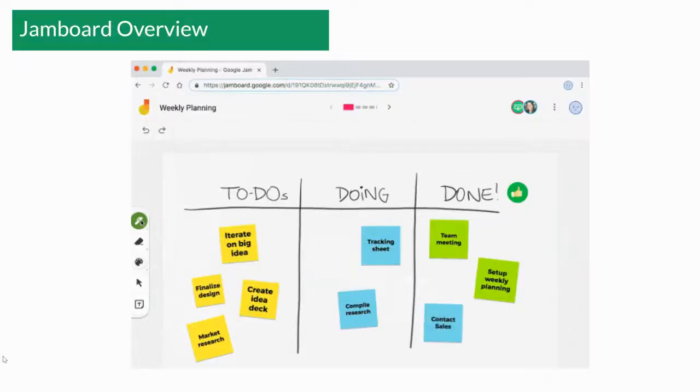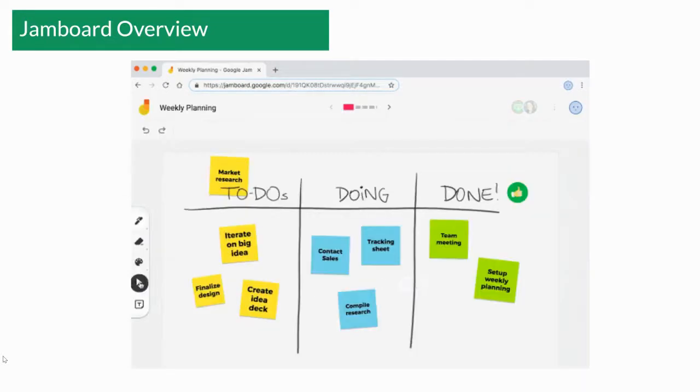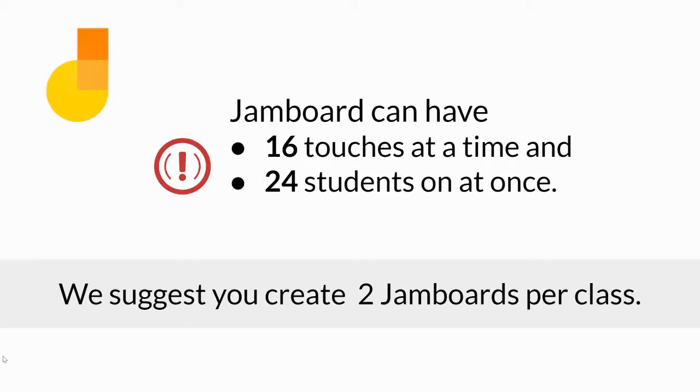Jamboard is a live collaborative whiteboard that allows participants to share their thinking in real time. Students can use stickies, pens, and add additional pages. Note that Jamboard can have 16 touches or 16 people that can edit the Jamboard at once. In addition, up to 24 students can get on one Jamboard. So we suggest you create 2 Jamboards per class.